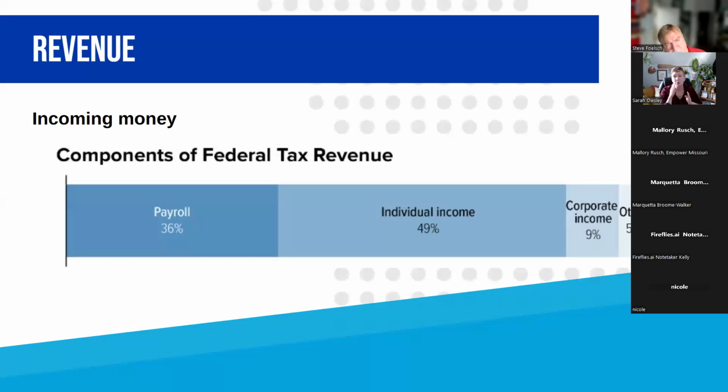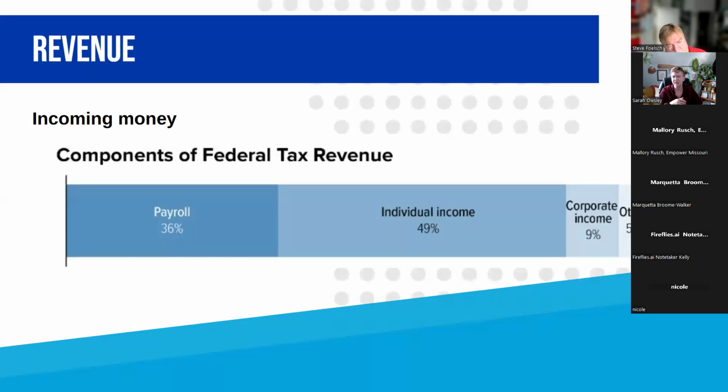That's based off of your total income, and it's paid only by the taxpayer, held only by the individual. 9% is corporate income, and 5% is other. So we can think about that as interest on bonds that we might have sold, or investments we may have, et cetera. It's a really tiny percentage. You can see that most of our federal revenue comes from individual income taxes that the individuals shoulder on their own.